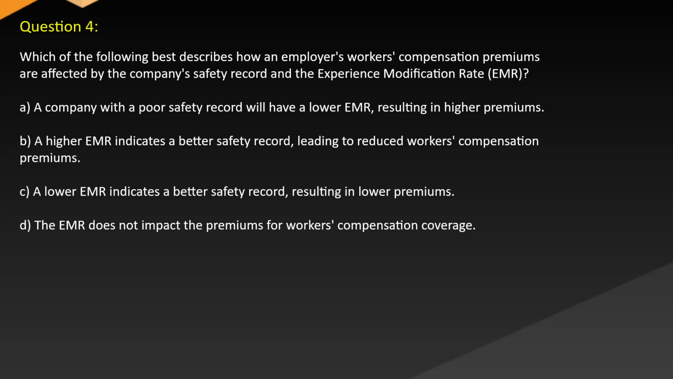Question 4. Which of the following best describes how an employer's workers' compensation premiums are affected by the company's safety record and the experience modification rate (E/MR)? A. A company with a poor safety record will have a lower E/MR, resulting in higher premiums. B. A higher E/MR indicates a better safety record, leading to reduced workers' compensation premiums. C. A lower E/MR indicates a better safety record, resulting in lower premiums. D. The E/MR does not impact the premiums for workers' compensation coverage.